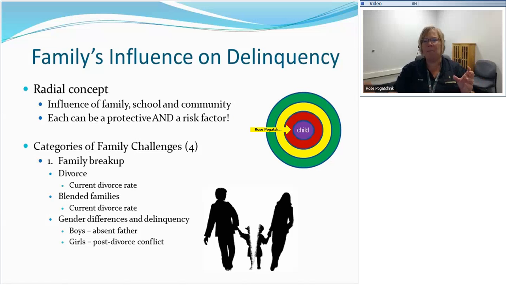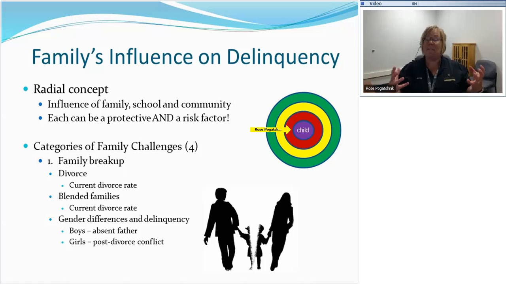So basically, this radial concept is the influence, and again, it is the most intensive the closest to the nucleus, the closest to our child, and then lessens as we move out. Each of these influences can be both a protective as well as a risk factor. So let me explain what we mean by that.